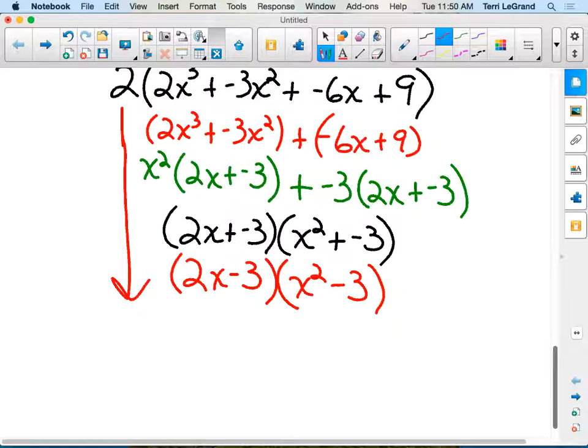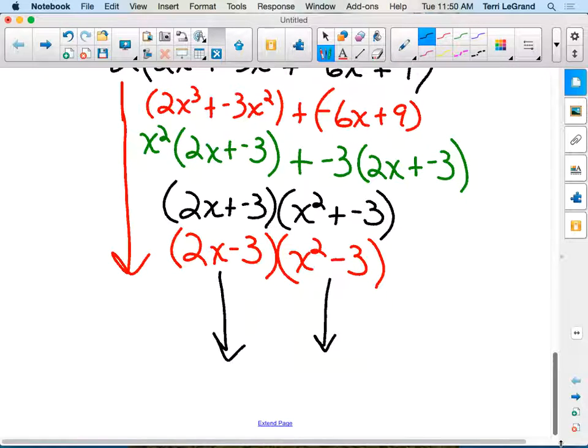Run the test again. Binomial. It's got subtraction. Difference of 2 squares? No, 2x is not a perfect square. 3 is not a perfect square. Okay. So that one's coming down. How about x squared minus 3, subtraction? X squared is a perfect square, but 3 is not.